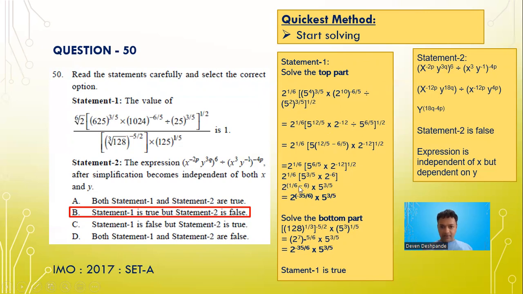1 minus 36, isn't it? Because 6 6s are 36 and 1 minus 36 is minus 35. Minus 35 upon 6 into 5 raised to 3 upon 5. Again, solve the bottom part.